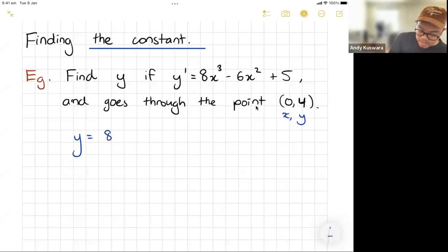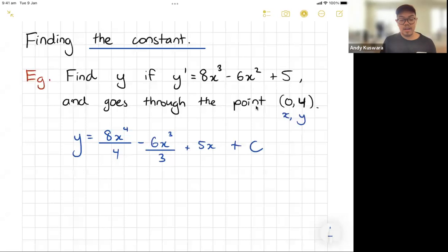And let's do that. So 8x, add 1 to the power. So now it's x to the 4 divided by the new power. Minus 6x, instead of squared, it now becomes cubed, and I'm going to divide by that new power, which is 3. And then it's going to be plus 5. Instead of plus 5, it'll now be plus 5x. Okay, now I'm not going to forget this time. There's an unknown. There's a plus c.